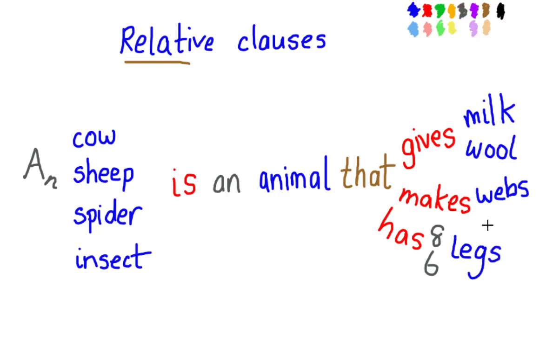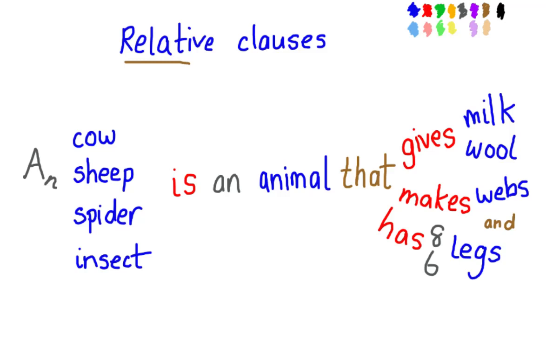So if we want, we can put an and in here, and then we can say a cow is an animal that gives milk. A sheep is an animal that gives wool and milk, because you can get sheep's milk. An insect is an animal that has 6 legs, and a spider is an animal that makes webs and has 8 legs. So by using this word and, we can add more than one of these verbs onto the word that.